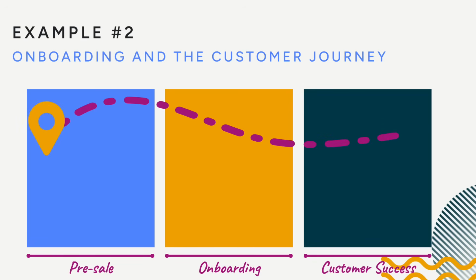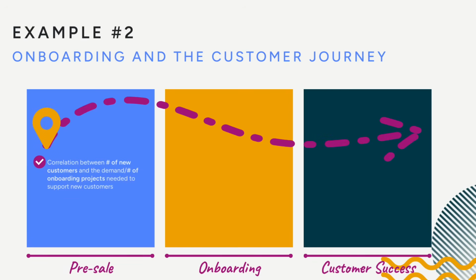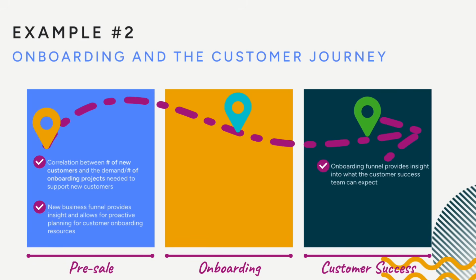Starting with the pre-sale stage, there is typically a natural correlation between the number of new customers and the demand, or number, of onboarding projects needed to support new customers. By looking at the new business funnel, we can infer what the demand for onboarding could be and proactively plan team resources. On the other end, the onboarding funnel provides insight into what the customer success team can expect.